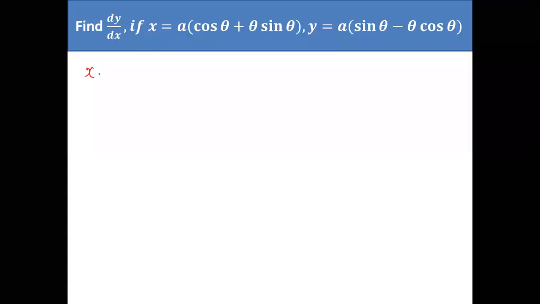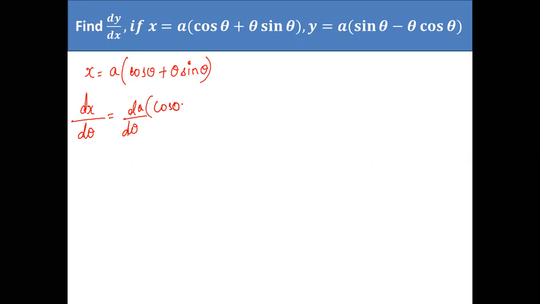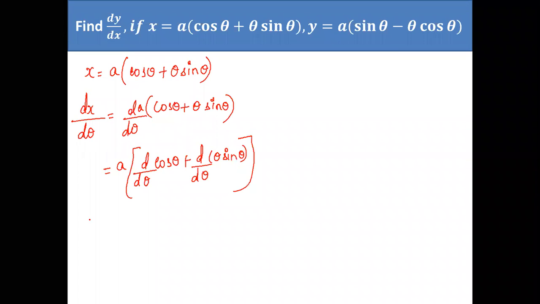Okay, so x is equal to a into cos theta plus theta into sin theta. You have to find dx by d theta. That is d by d theta of a into cos theta plus theta into sin theta. So a is a constant, take it out. So you'll be remaining with d by d theta of cos theta plus d by d theta of theta into sin theta.